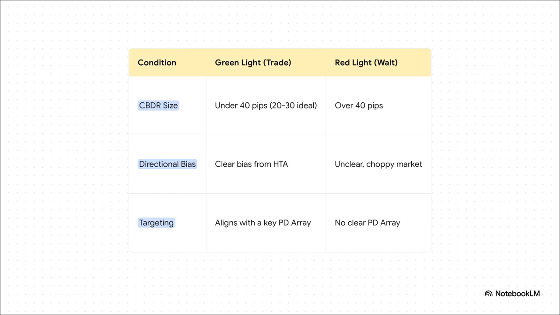Second, what's your directional bias? Do you have a clear idea from the higher time frames where the market wants to go? If so, green light. But if the market's just messy and choppy, that's a red light. And finally, does your projection actually point to a key PD array? When it does, that's your A+ setup. If it's just pointing to empty space on the chart, that's a red light.